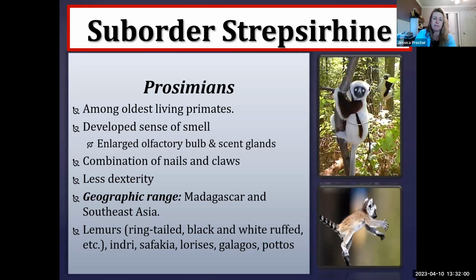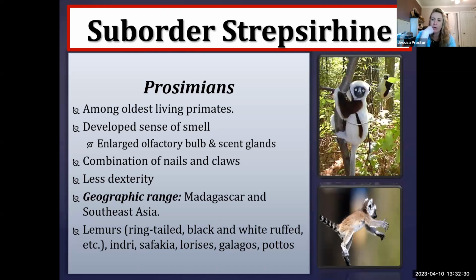They have a developed sense of smell. So that's, remember, the one exception, most primates have enhanced vision and touch. The prosimians are the only exception. They have an enlarged olfactory bulb and scent gland. Those are regions of the brain that are related to smelling. They have a combination of nails and claws on their digits. And because of that, they tend to have less dexterity. So they're not quite as great at being arboreal.